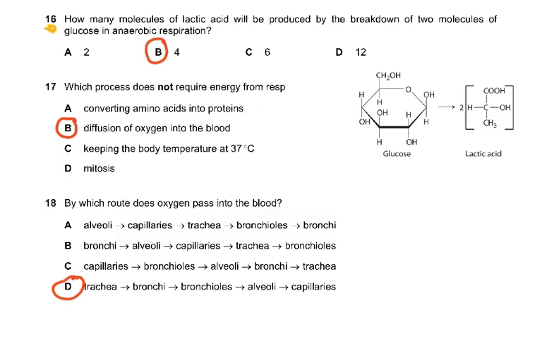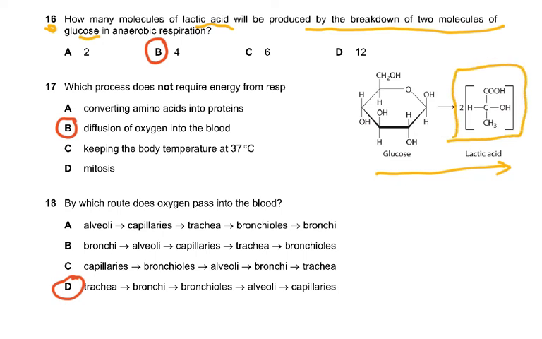In 16, how many molecules of lactic acid will be produced by the breakdown of two molecules of glucose in anaerobic respiration? Well, this is the formula. And you can see there are two molecules of lactic acid, but they said how many molecules will be produced by the breakdown of two molecules of glucose. This is one glucose. So this into 2 will be 2 into 2, so there will be 4. One glucose gives you 2 lactic acid. There's 2 here. So please understand this, that why there will be 4 molecules of lactic acid.